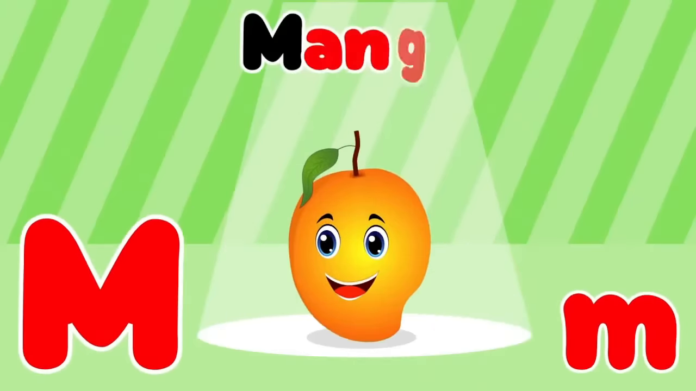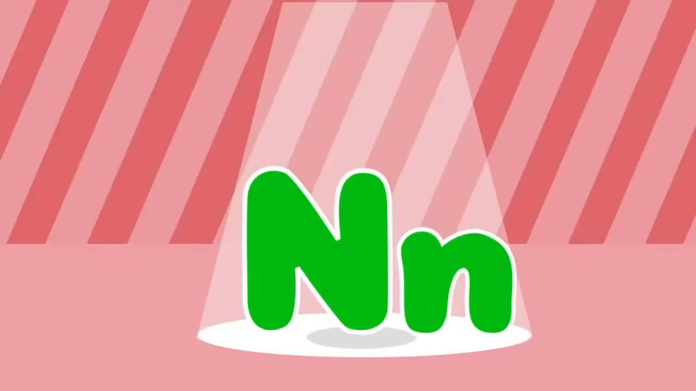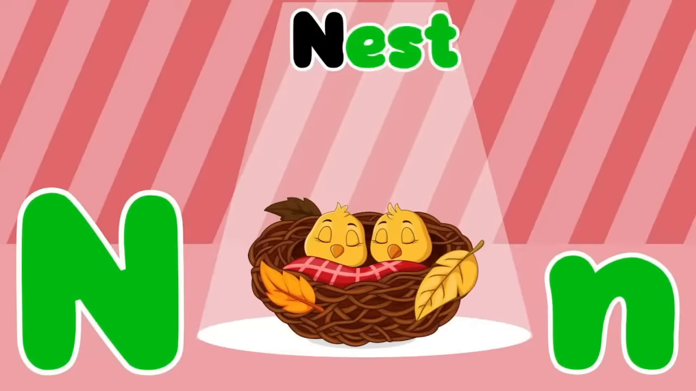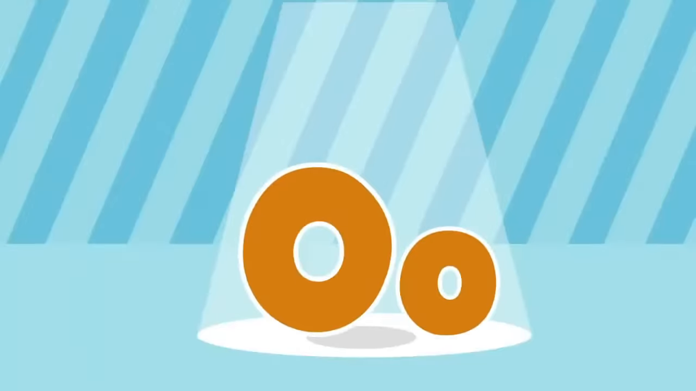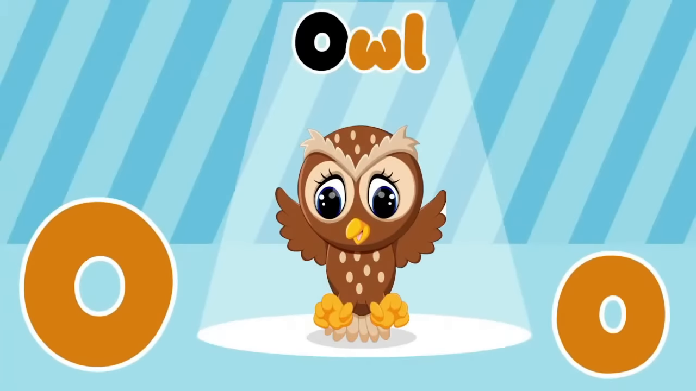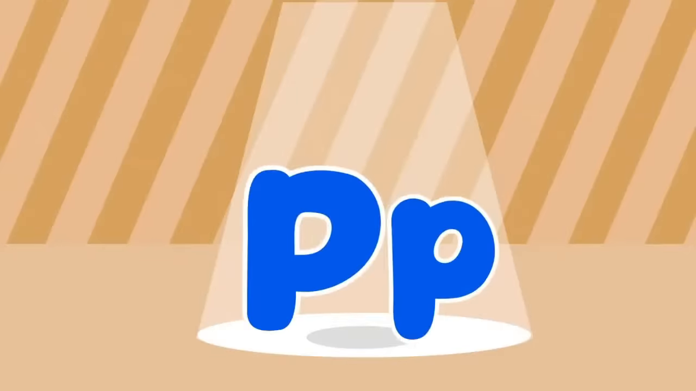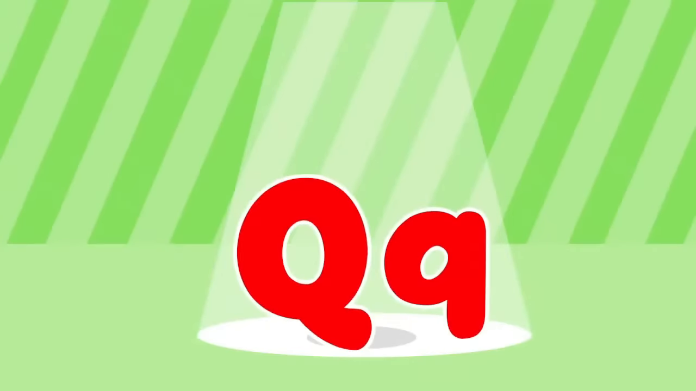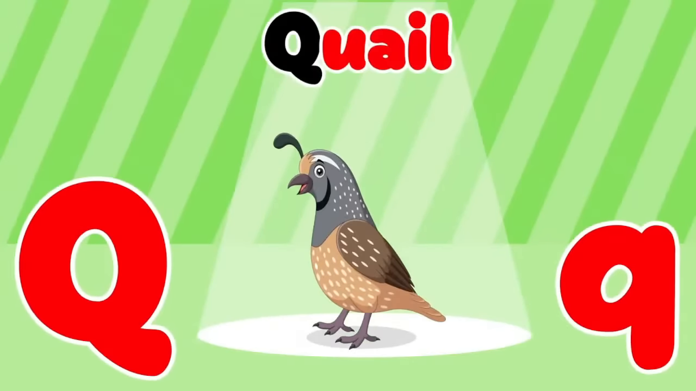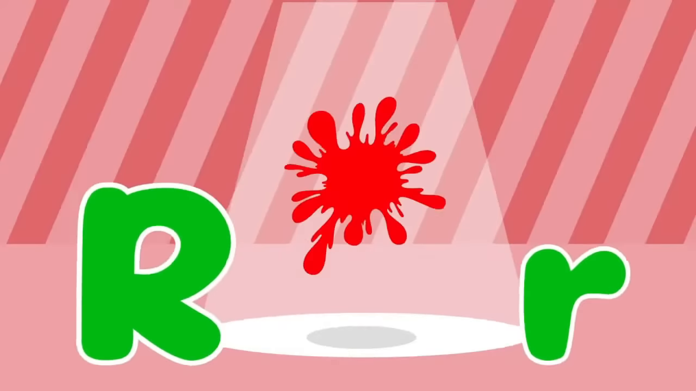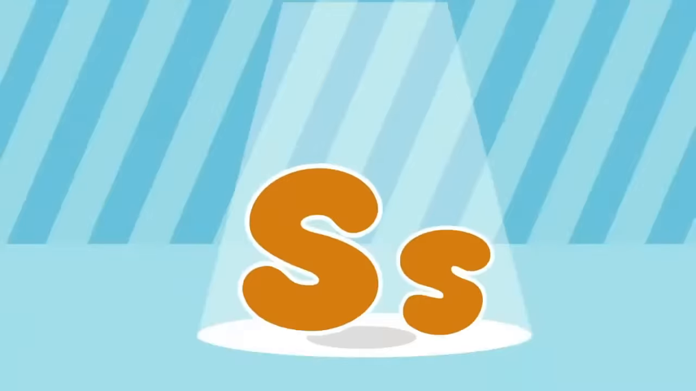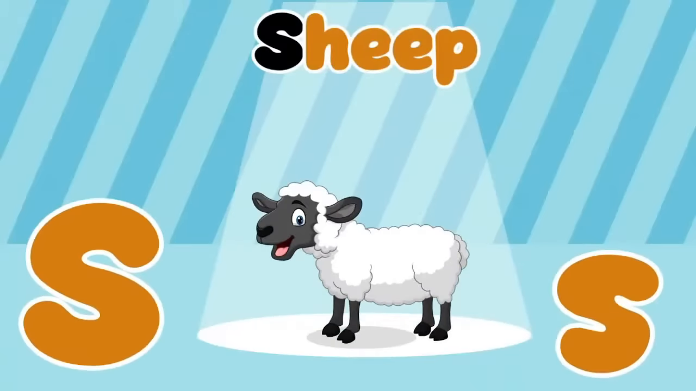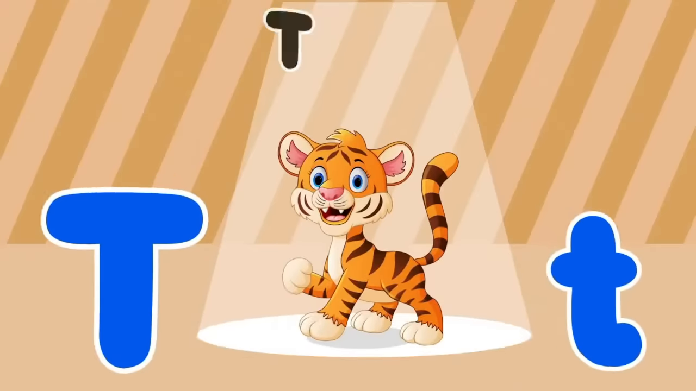M for mango. N for nest. O for owl. P for parrot. Q for quail. R for rat. S for sheep. T for tiger. U for umbrella.